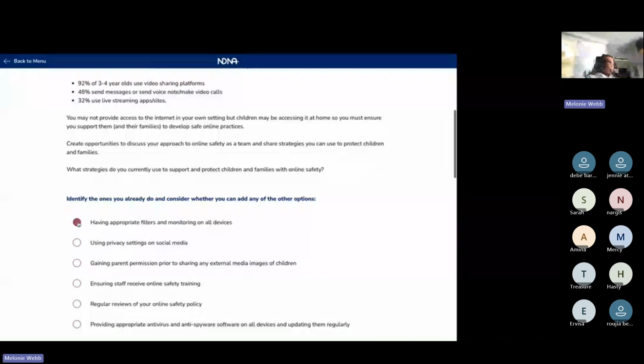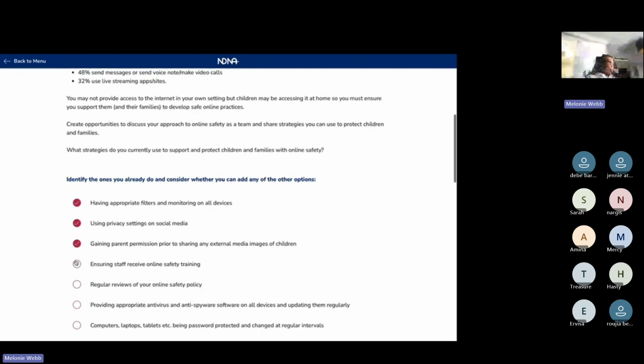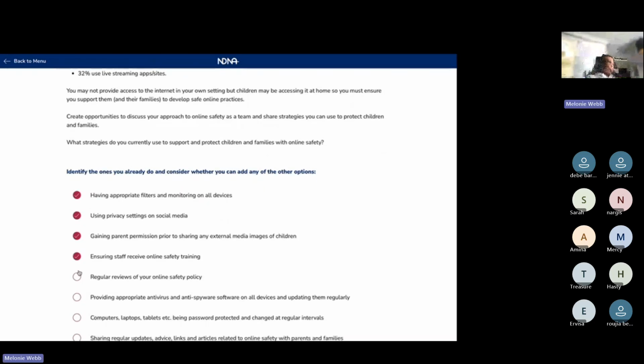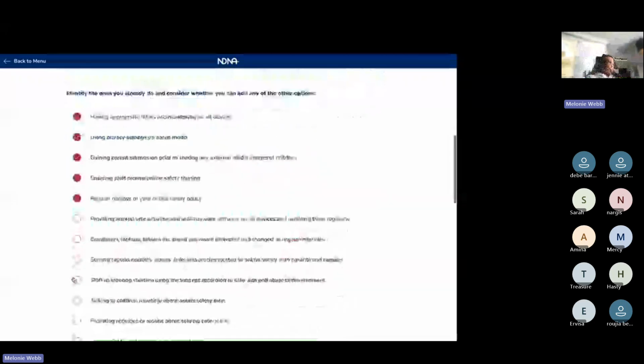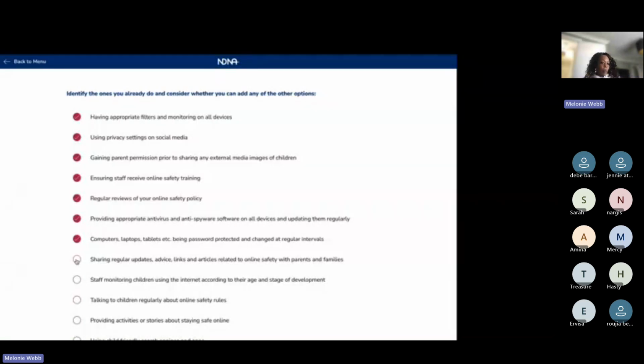So having appropriate filters, using privacy settings, gaining permission, showing you have online safety training. We do regular reviews of our online safety policy. I don't know how many of you have read them, but they get done yearly or any time new changes are introduced. Providing antivirus software in the setting, we already do. All of our computers and things are password protected. We share regular updates.